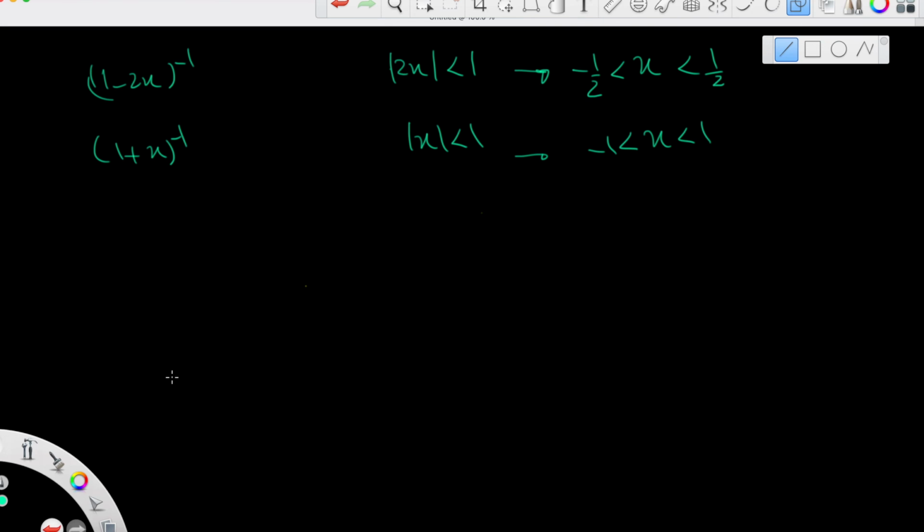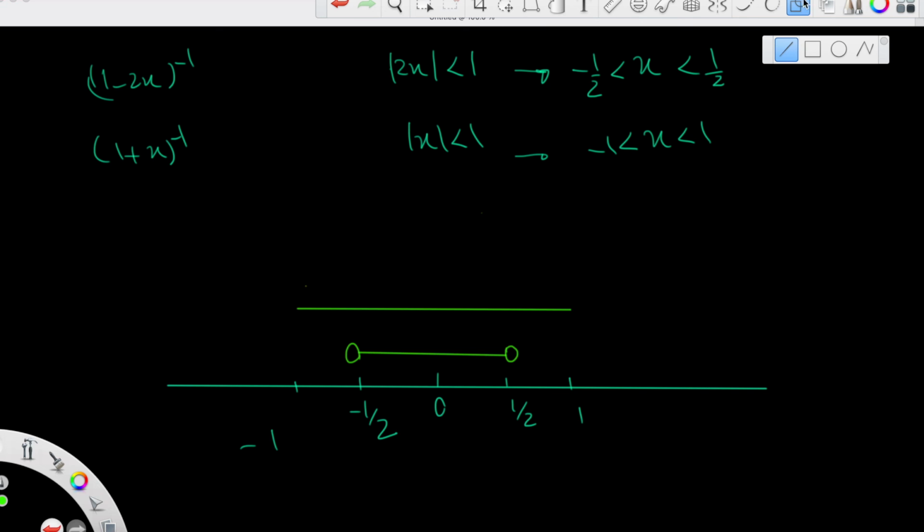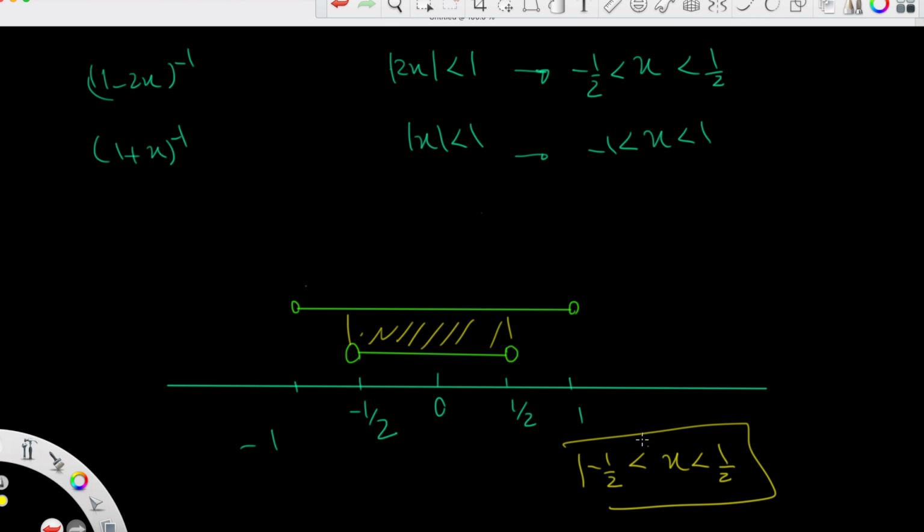Now, let's construct a number line: 0, 1, negative 1, 1 over 2, negative 1 over 2. The first one is negative half until half, this is the interval, and the second one is negative 1 to 1. Now as you see, this is the common region between these two intervals. So x between 1 over 2 and negative 1 over 2 is the interval in which the whole expansion will be valid.